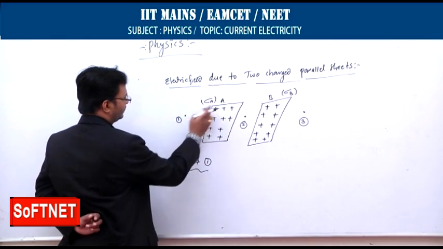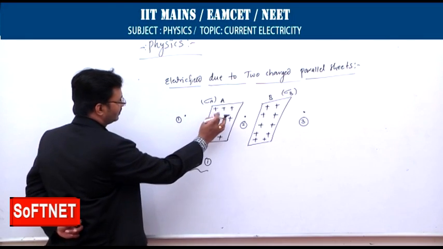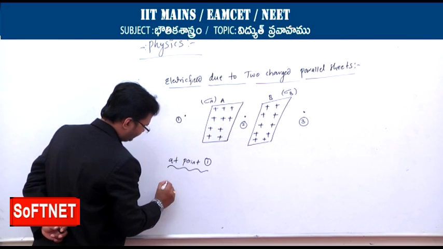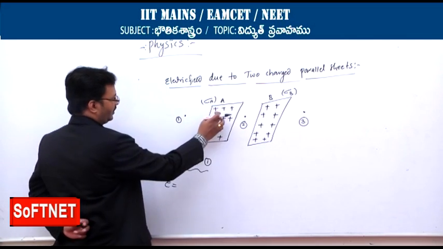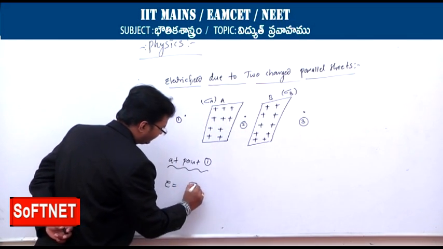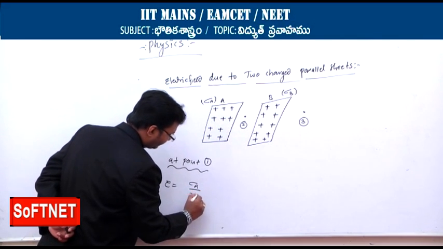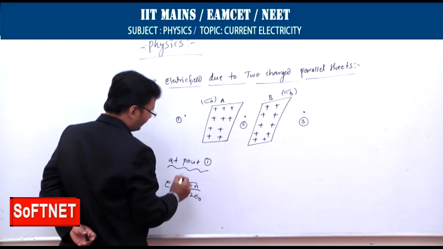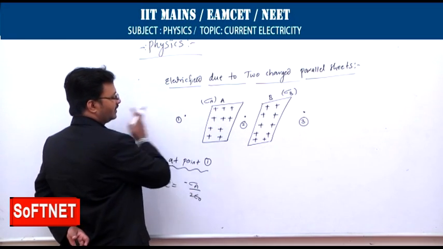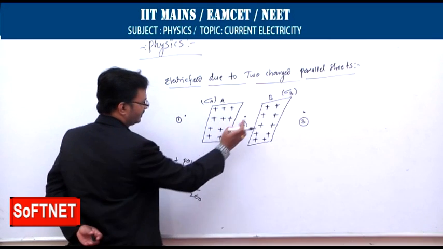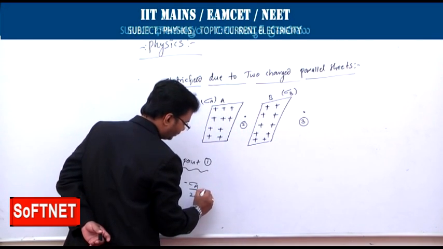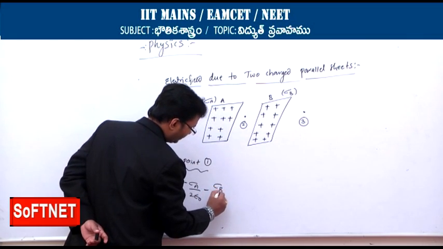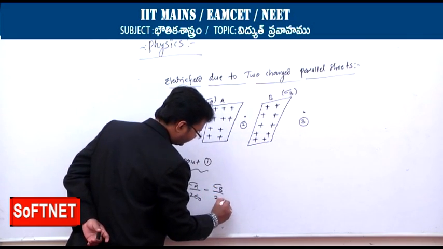Now at point 1, the electric field due to sheet A and sheet B. Due to sheet A, what is the formula? Sigma A by 2 epsilon naught, minus. Why minus? Because the point is on the left side of the sheet. Next, due to sheet B it is also minus, because it is also the left side only.